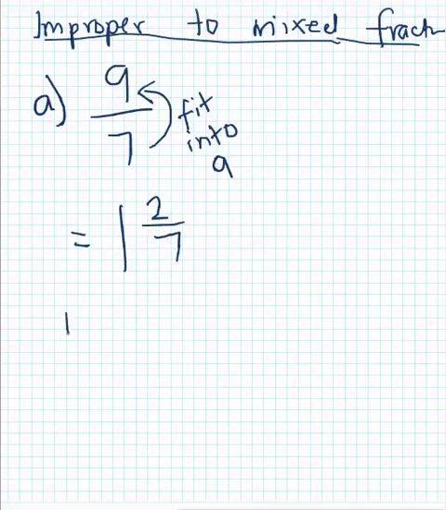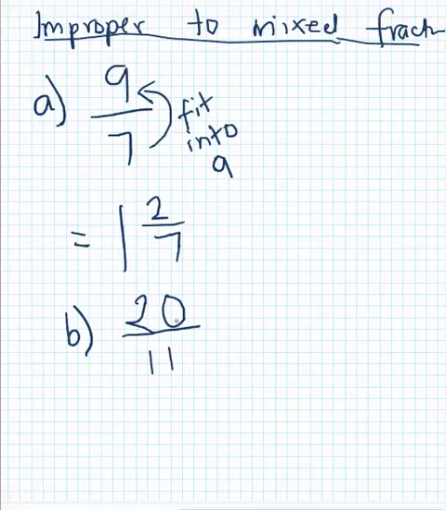For B, let's see what happens if we have 20 over 11. Okay, so once again, how many times can 11 fit into 20? And we know it's improper because 20 is bigger and it's on top. Well, I know 11 plus 11, or 11 times 2 is 22. So it can't fit in 2 times because it's gone over 20. So it can fit in once.